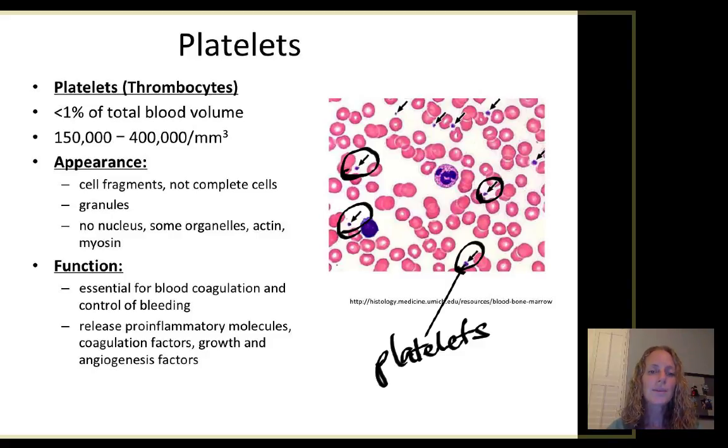They have granules, but they have no nucleus. They have a few organelles, and they actually are contractile. They have actin and myosin. They're formed from cells called megakaryocytes, and we'll talk about blood cell formation when we do our hematology lecture. They're essential for coagulation and control of bleeding, and they can release pro-inflammatory molecules, coagulation factors, growth, and angiogenesis factors.